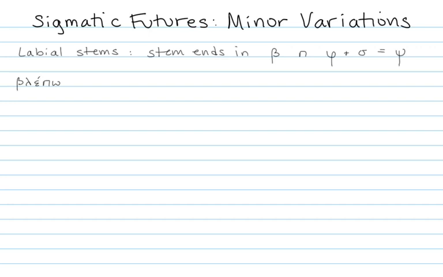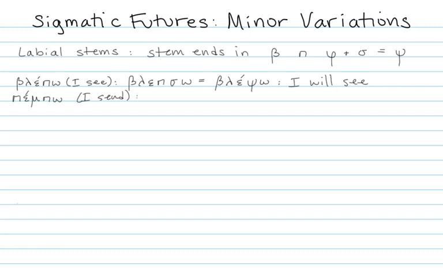So for example, blepo, I see, becomes blep-so, and you simply change pi sigma to a psi, blepso, I will see. So pempo, I send, becomes pempso, I will send. Grapho, I write, becomes grapso, I will write.